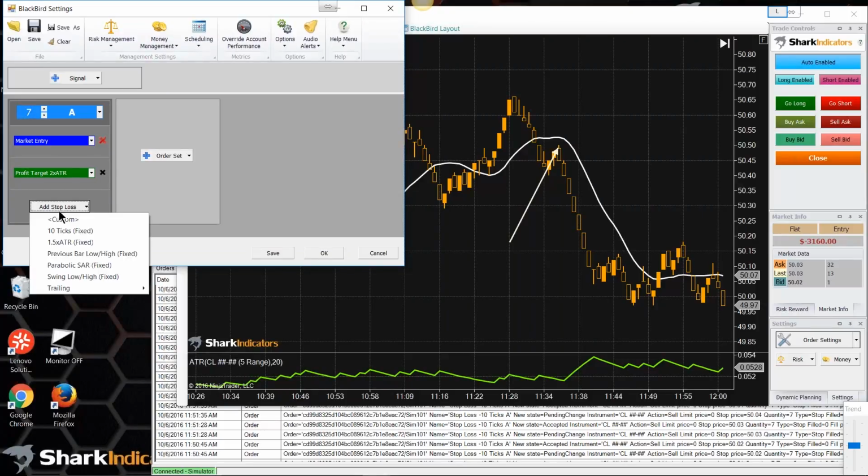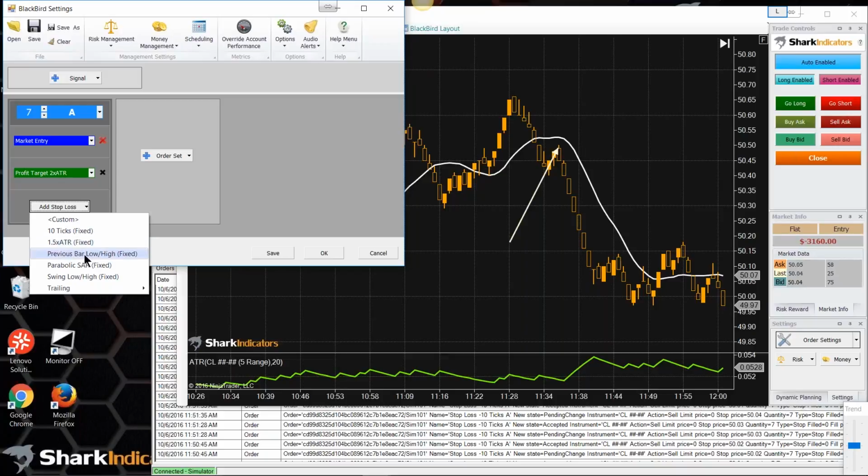All right, so let's see the next order set. Our first stop loss is just a simple 10 tick. The next one uses an indicator offset. So it's not the ATR, it's not an indicator value. It's an indicator offset.